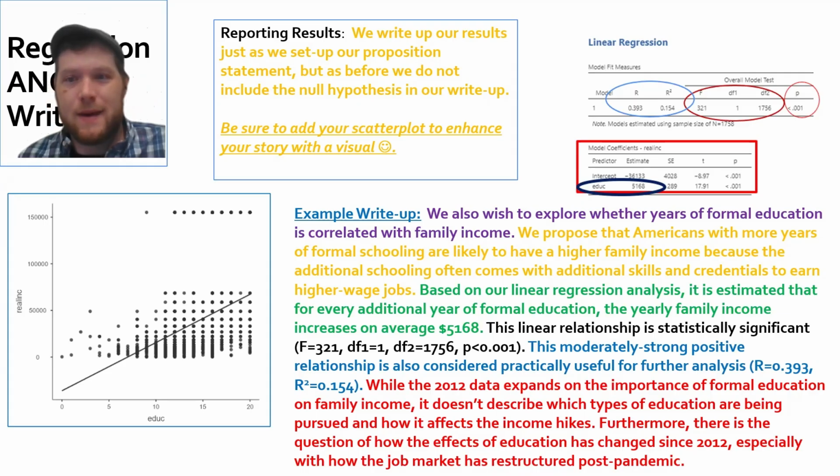While the 2012 data expands on the importance of formal education and family income, it doesn't describe which types of education are being pursued and how it affects the income hikes. Is it trade schools, the additional year, a year in a bachelor's degree? What does it mean? Furthermore, there's a question on how the effects of education have changed since 2012, especially how the job market has restructured post-pandemic. Very, very sociological, but taking the data we had before.